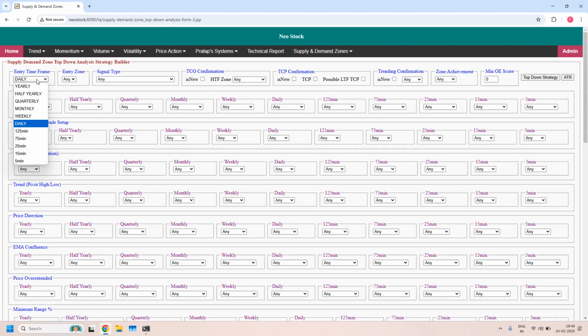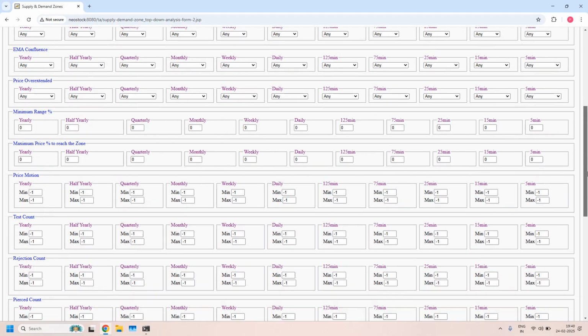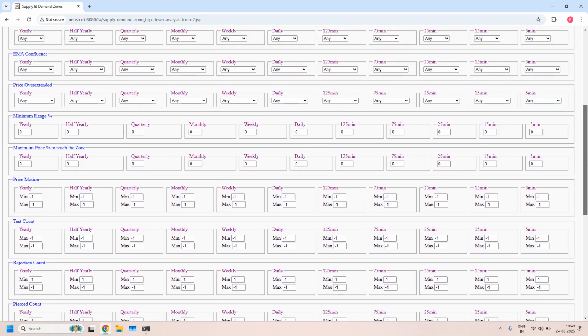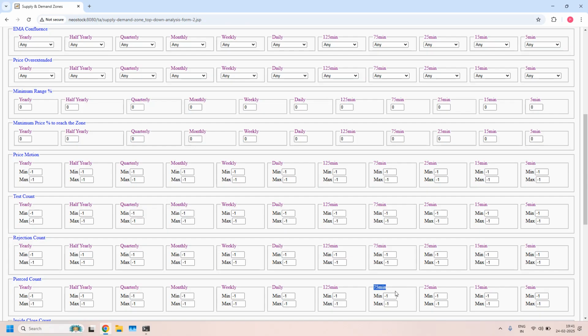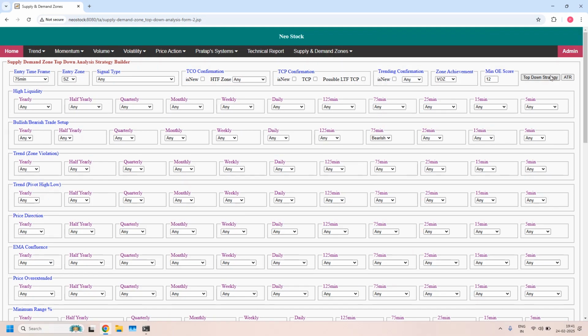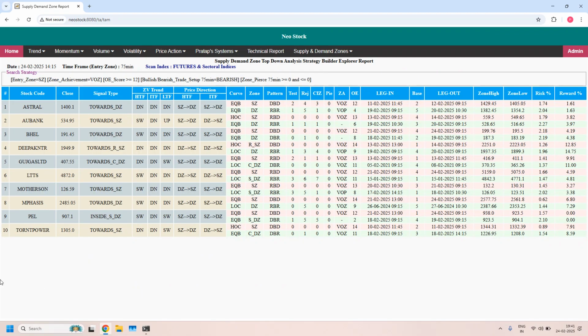Next, bearish trade setup, weekly income trade, entry time frame 75 minutes, entry zone, supply zone. In bullish or bearish trade at 75 minutes, I am selecting bearish. Zone achievement VOZ, minimum order enhances score 12. And pierced count at 75 minutes, I am setting minimum value 0, maximum value 0. That means 75 minutes supply zone should not be pierced. With these filters, we got 10 stocks. All these 10 stocks are supporting bearish trade setup for weekly income trade. And all these entry time frame zones should be supply zones.